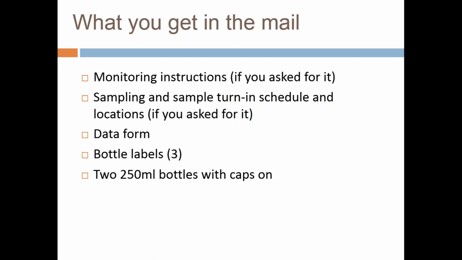Okay, so in the spring, if you registered, this is what you got in the mail. Now, if you registered for summer phosphorus, you actually are going to get a mailing in August. So sometime early August, you will also get this material in the mail.